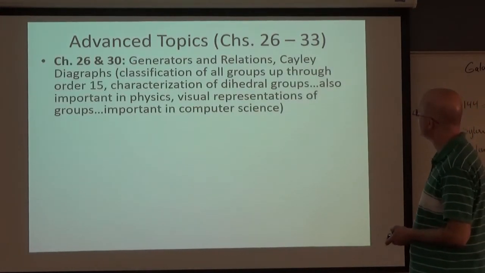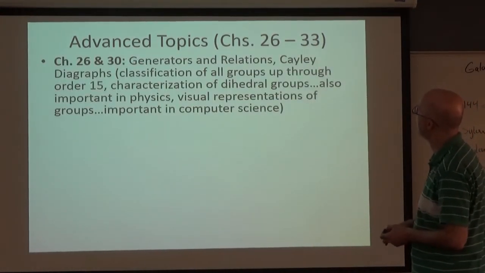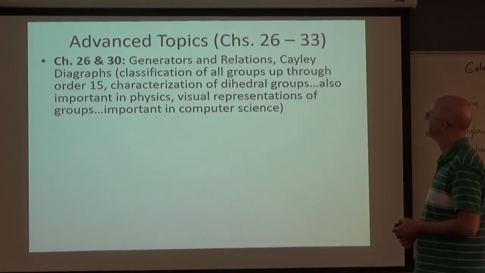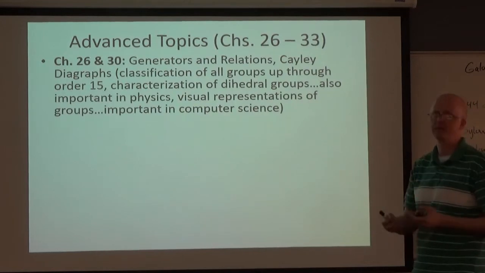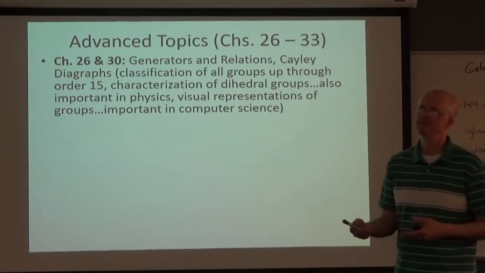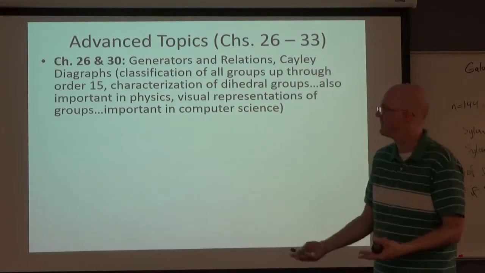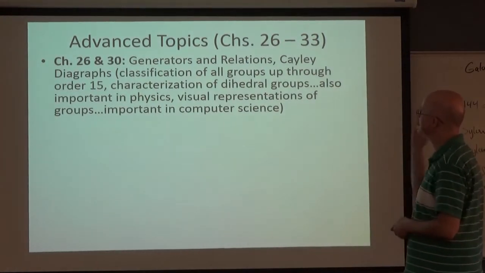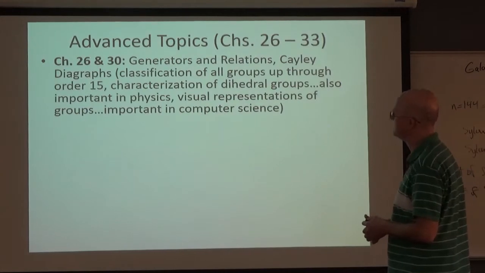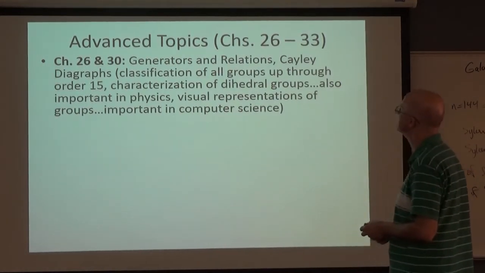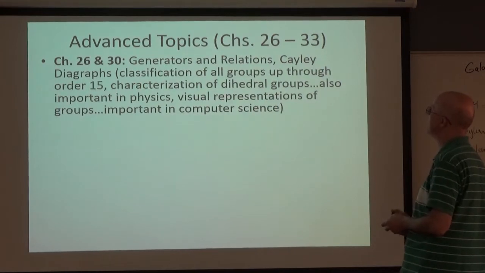Chapters 26 and 30, separated there, are about generators and relations and Cayley digraphs. Generators and relations are ways of representing groups symbolically, and Cayley digraphs are ways of representing groups visually. That's why I lump these together. In there, you're going to see the classification of all groups through order 15, which is enough for us as an undergraduate course.